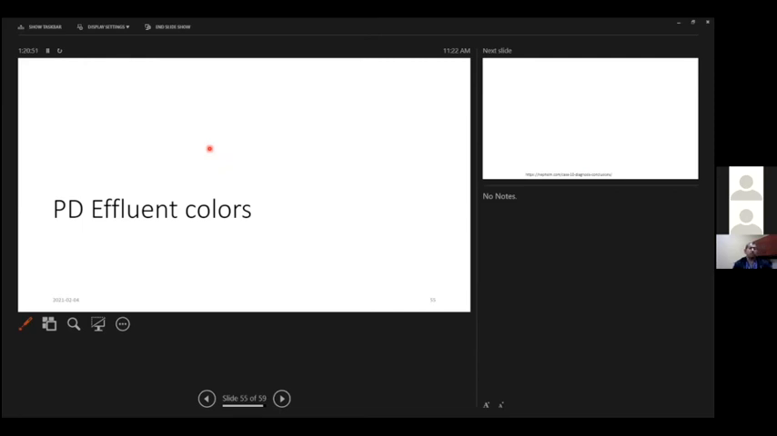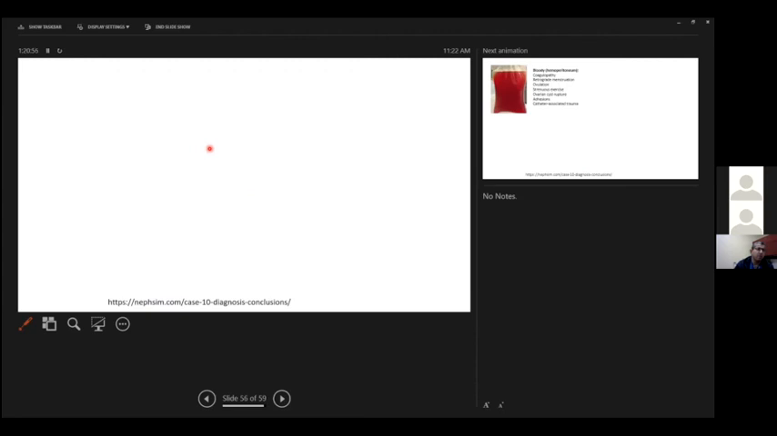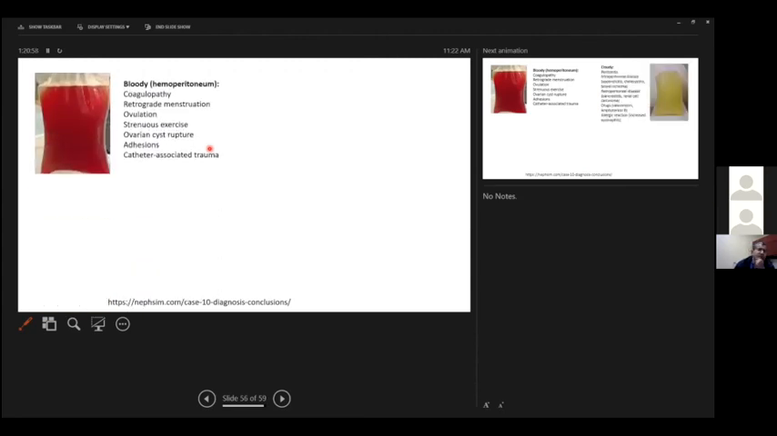Okay, now coming to the last topic, which is PD effluent colors. The first is this. If a female comes with this, you think, what is this? This is hemoperitoneum. And the reason for this is if the patient is on coagulopathy or has retrograde menstruation or ovulation or exercise, structural conditions, or sometimes malignancy as well.